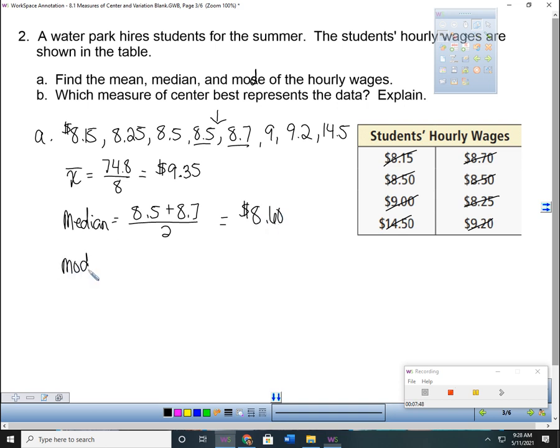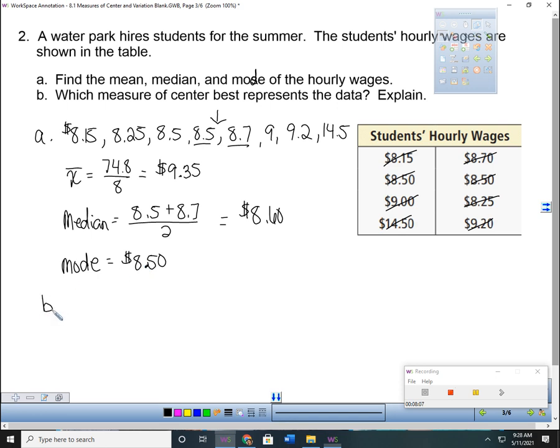And then your mode, if you look up here, we have 2 of the 8.50s, and that's the most we have of any number. So $8.50 is the most common hourly wage.